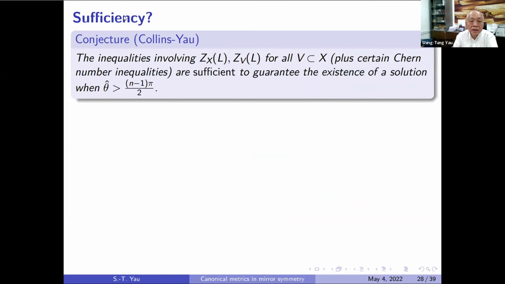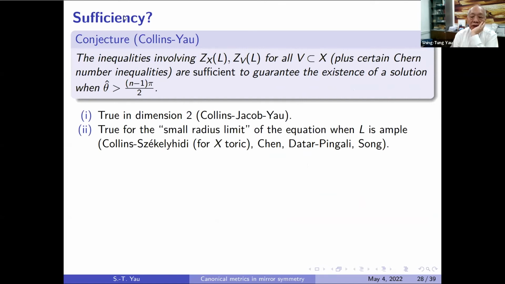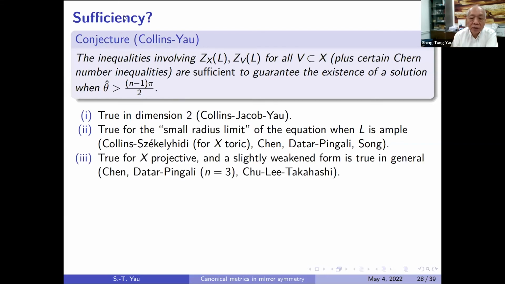So we want to prove that the inequality involving that for all V is sufficient to guarantee existence of a solution when theta hat is bigger than (n minus 1) pi over 2. This was proved in dimension 2. This is a sufficient condition. It is also true for the small radius limit, which we can explain, but we don't have time here. And when L is ample, this is true for several cases and proved by several people mentioned here, as I said, Chen and his students, and some other people. It is also true for the case when X is projective, and a slightly weaker version can be proved in general. So these are very good results due to all these people I mentioned here.